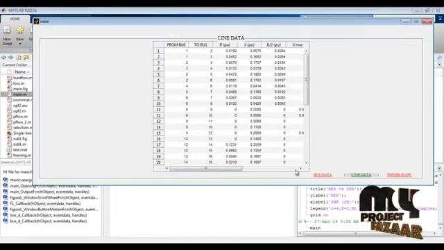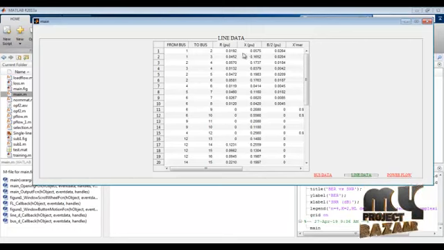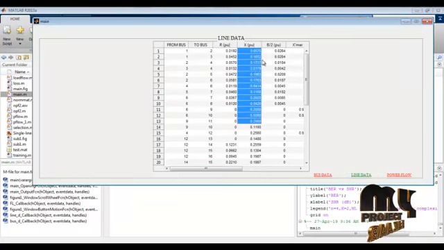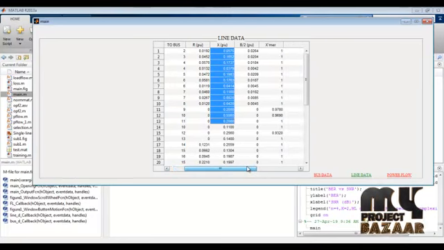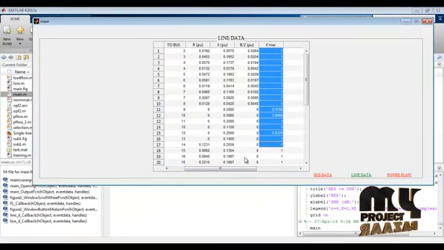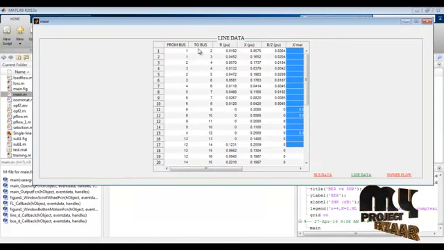Next we can see the line data of the process. In the line data, some transmission line losses will occur, so there are some resistance and reactance in every line. This is the resistance and reactance of the lines of the entire system. The susceptance value is also declared, and the transformer ratio is declared. So we can find the line data as well. Another is the main objective of our process.